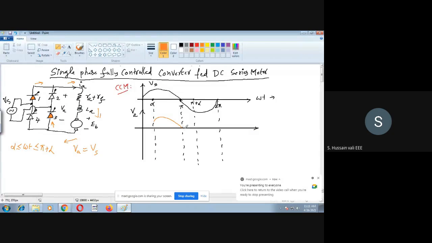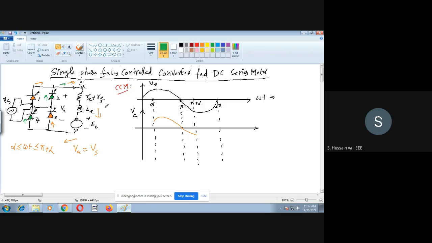So Va is equal to Vs, and the waveform will go further like this. Then at pi plus alpha, you trigger thyristors 2 and 4. When you trigger thyristors 2 and 4, the direction of the current will be like this.